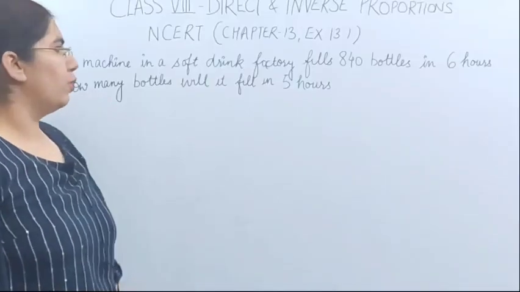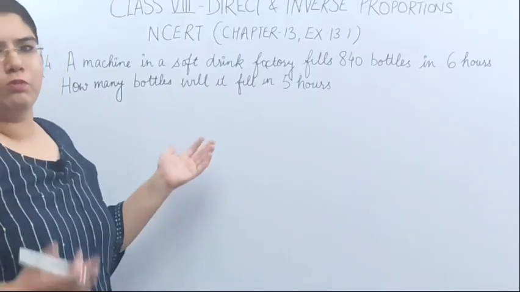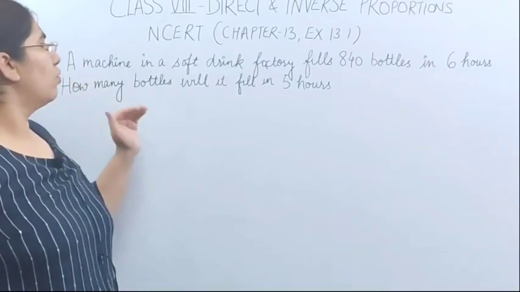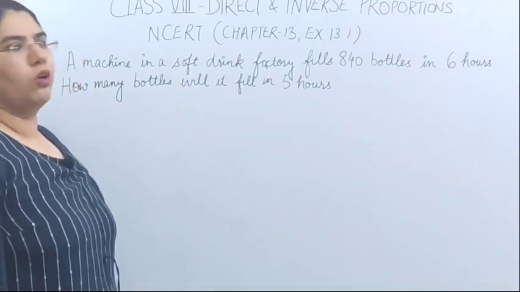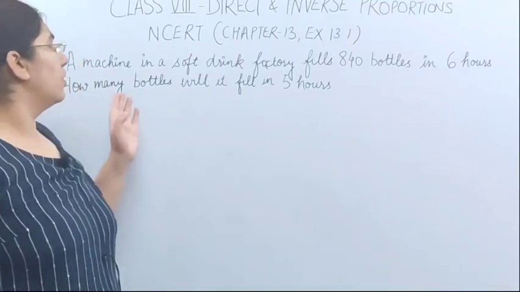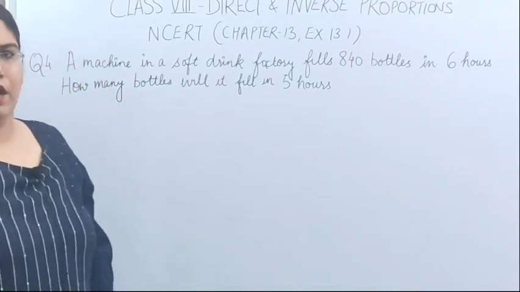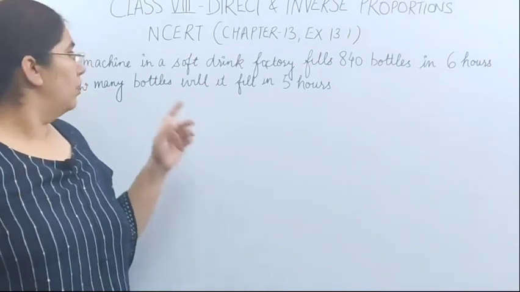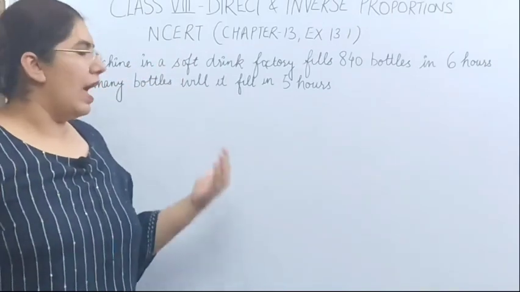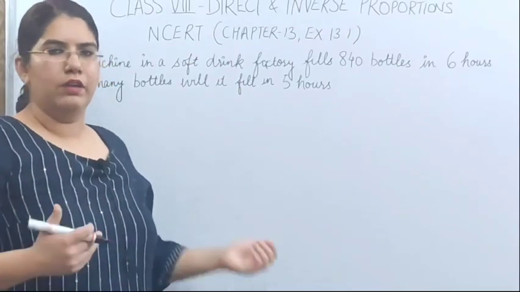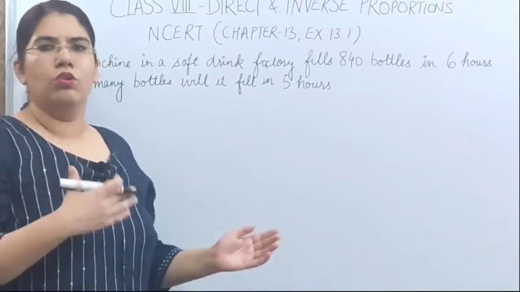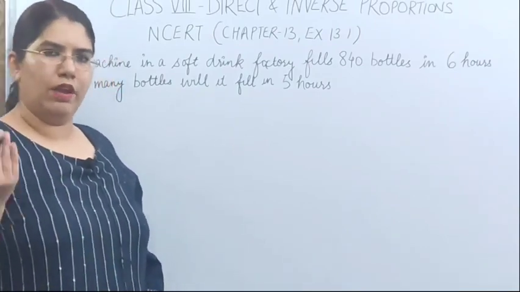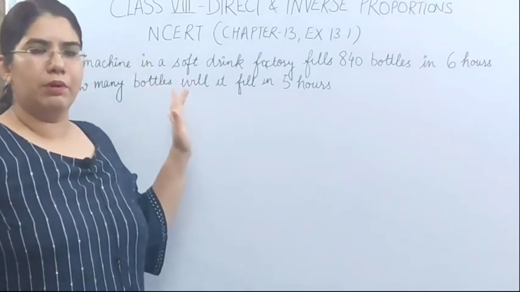Let us now have a look at question number 4. Now, I am sure you will be more confident to solve these questions. So, it says a machine in a soft drink factory fills 840 bottles in 6 hours. How many bottles will it fill in 5 hours? Now, let us first try to see whether it is a case of direct proportion or not. We know that the more bottles you are required to fill, the more time it will take. So, as the number of bottles increases, the time taken also increases. Therefore, can we say it is a case of direct proportion?